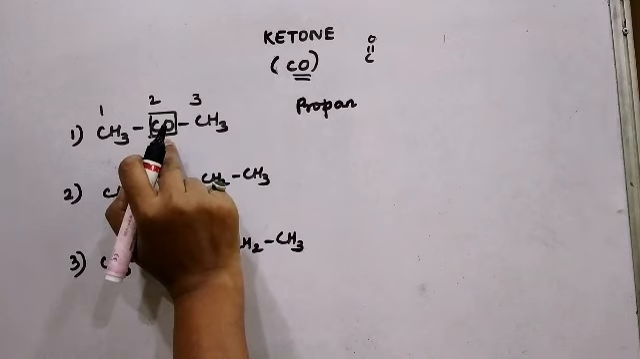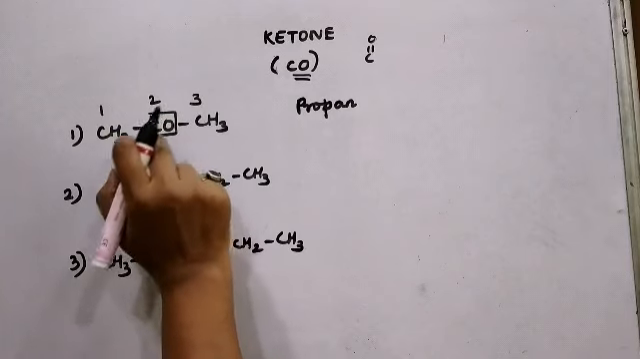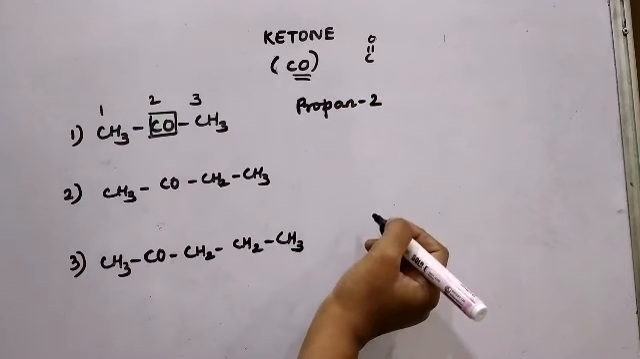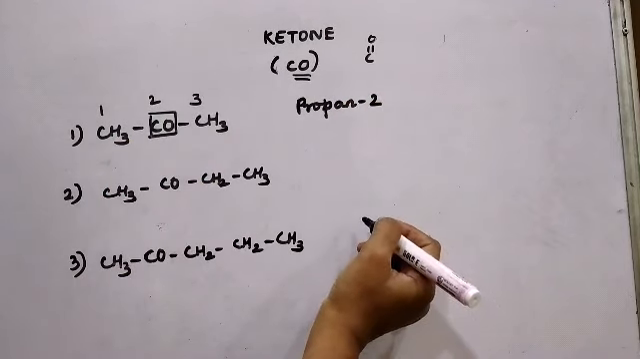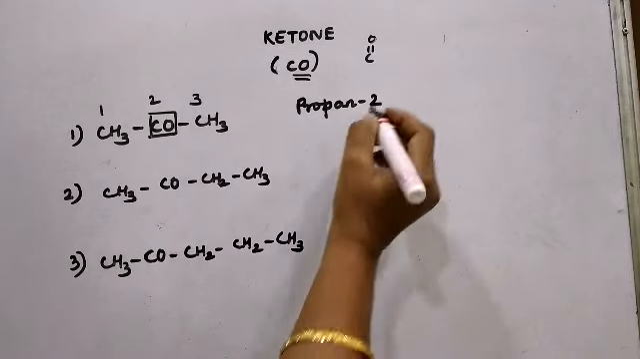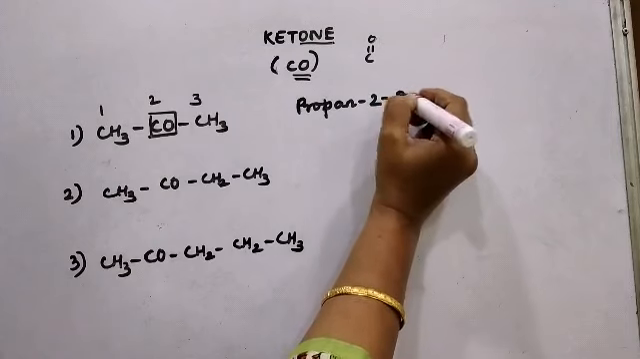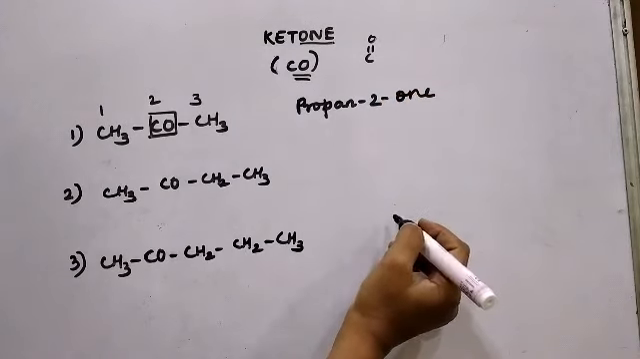The functional group is on carbon atom number 2 because a ketone group itself contains a carbon atom. So we write down the position of that carbon atom on which the functional group is attached, that is 2, and the suffix that we use for ketone is one. So this is propan-2-one.